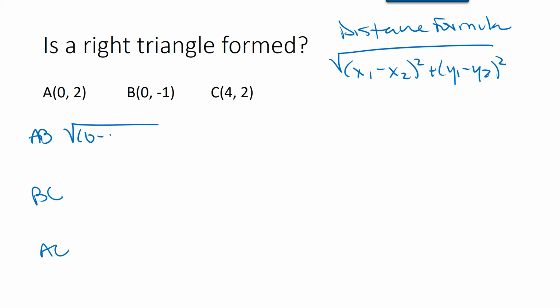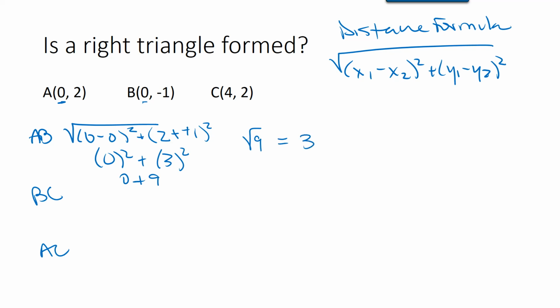So 0 minus 0, x1, x2 squared, plus 2 minus a negative 1 squared. 0 minus 0 squared is 0. Okay, and then 2 minus a negative 1, that's really 3, because we add those together. And we're going to square that. 0 squared is 0. 3 squared is 9. So really this is the square root of 9. Now I'm going to take that one step farther here, because I know the square root of 9 is 3.